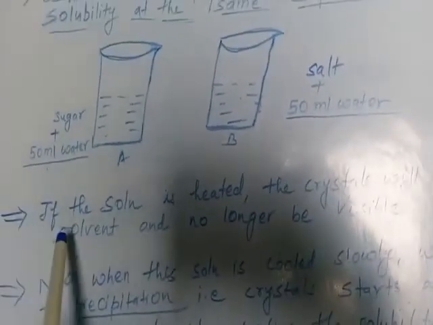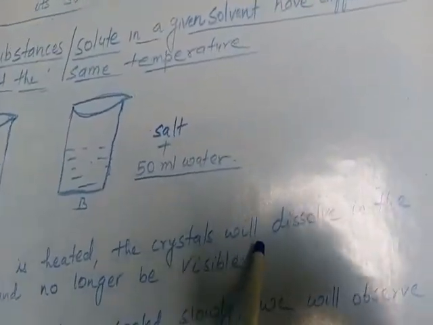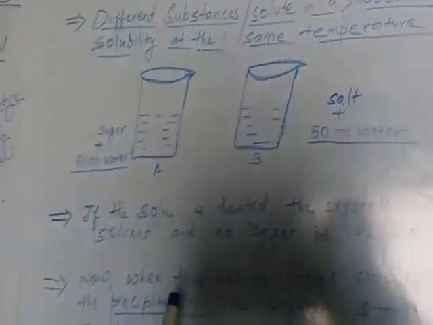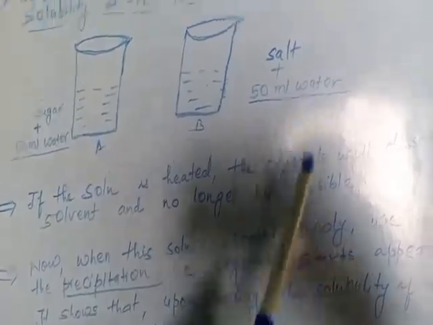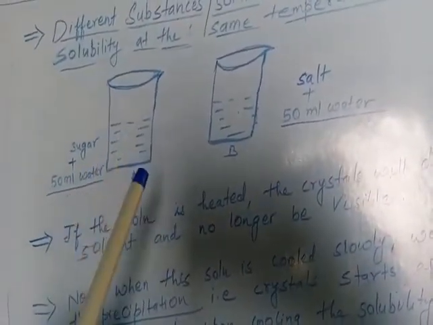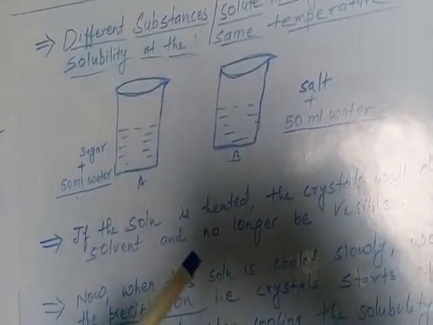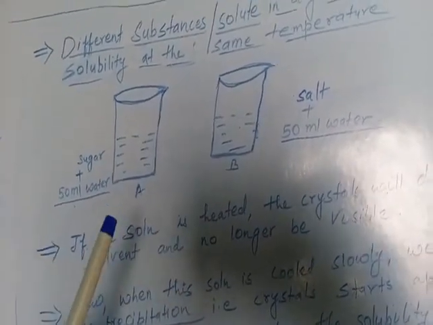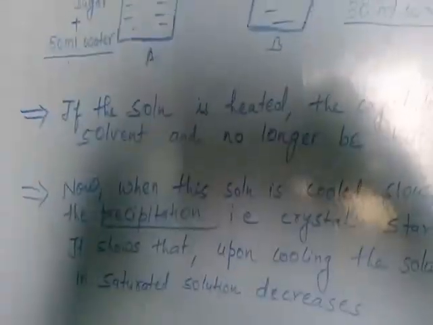So here we can see that if the solution is heated, the crystals, that is salt or sugar, will dissolve in the solvent and will no longer be visible. So you cannot see any sugar crystal or salt crystal. On heating, all the sugar and all the salt crystals that were undissolved before have been dissolved.